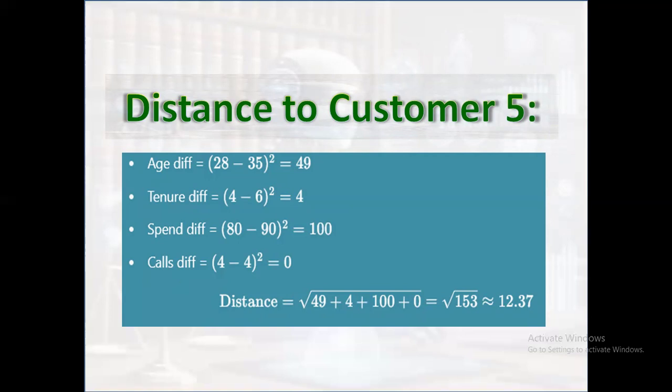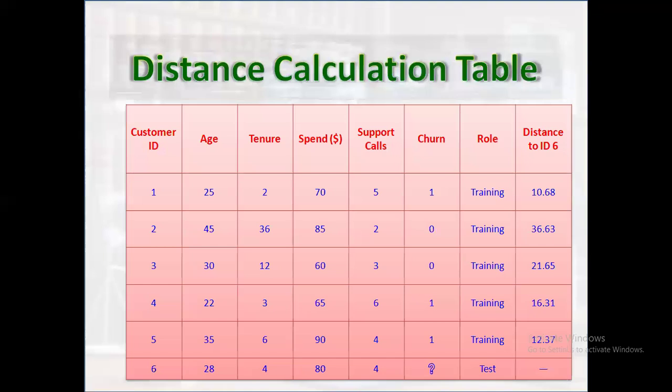Each distance tells us how close each customer is to the new customer in terms of service behavior. These values are critical for the next step in identifying the top K neighbors. Coming to the distance summary table, these are all the training data. We found for ID 1, 10.68, customer ID 2, 36.63, customer 4, 16.31, and finally customer 5, 12.37 respectively.